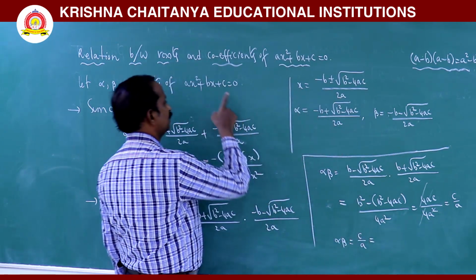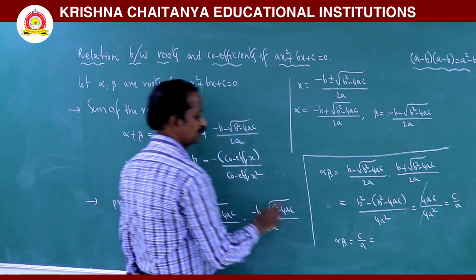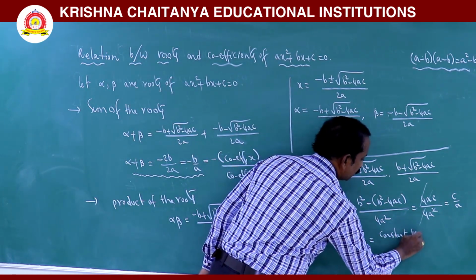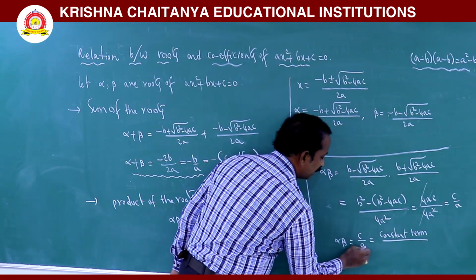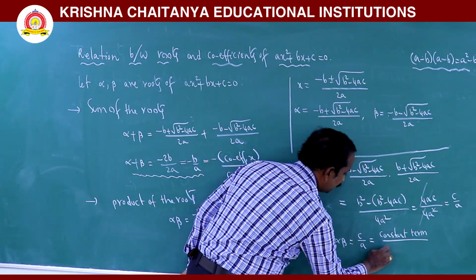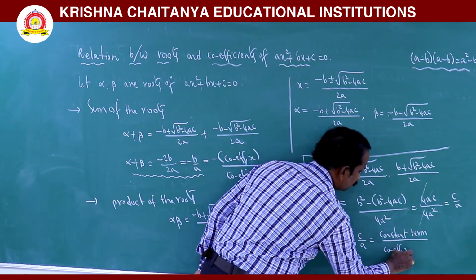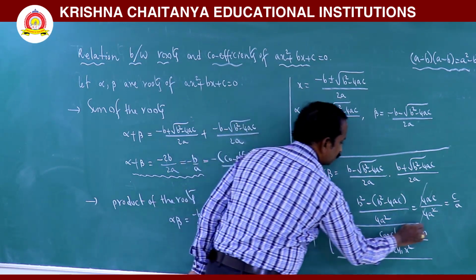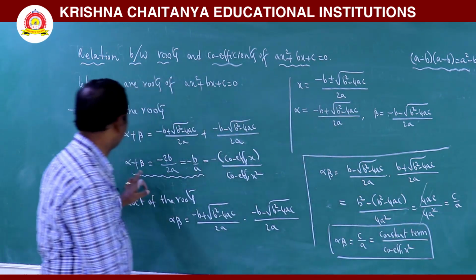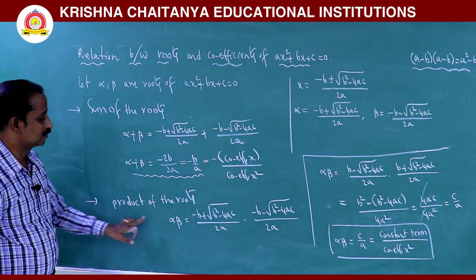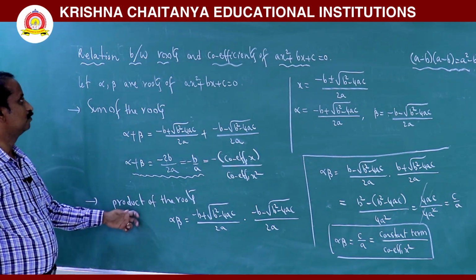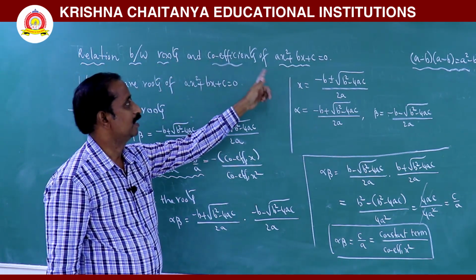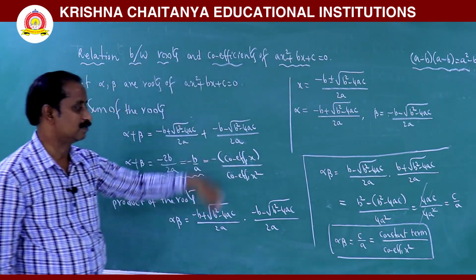What is c in this quadratic equation? The constant term. So the constant term divided by a. What is a? Nothing but the coefficient of x square, otherwise simply the leading coefficient. So this is the sum of the roots alpha plus beta and the product of the roots alpha into beta. These two are the relations between the roots and the coefficients of ax square plus bx plus c is equal to 0.